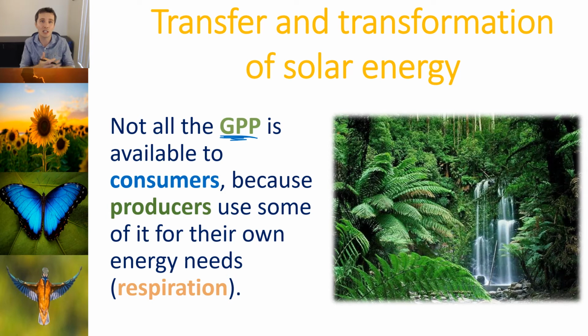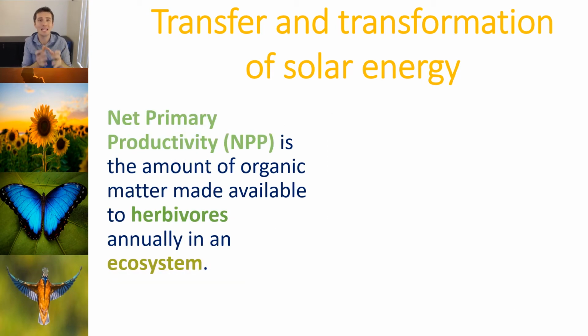They need energy to live, and therefore some of that glucose they produce, they actually use themselves. So therefore it's not available to the next level in that food chain as we move through the different trophic levels. And that's where this idea comes in. So this term here is the net. So the net primary productivity, again primary, we're referring to those producers, is the amount of organic matter made available to herbivores annually in an ecosystem.